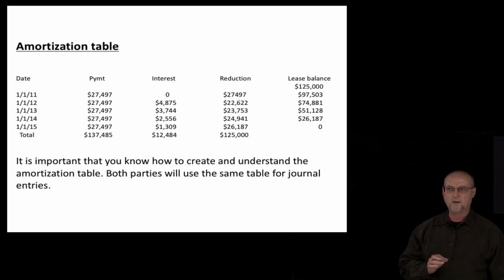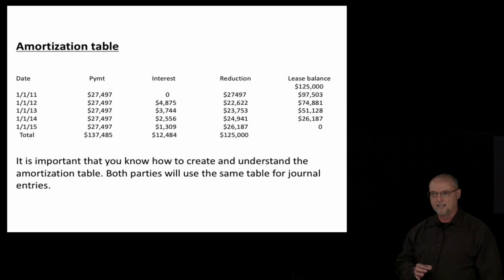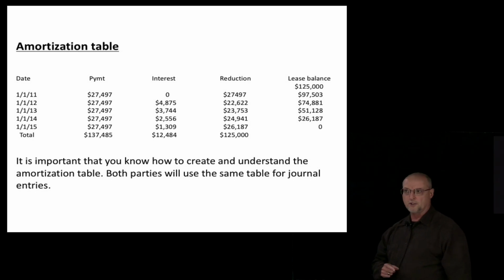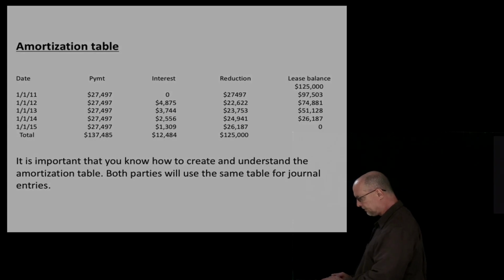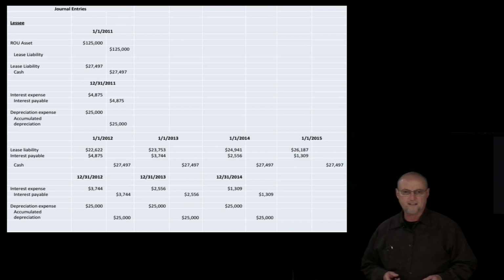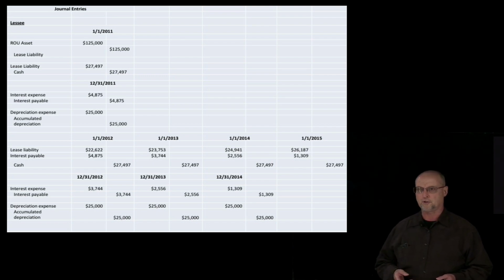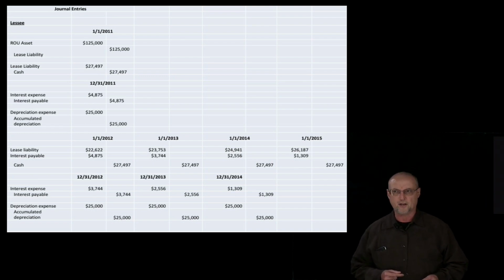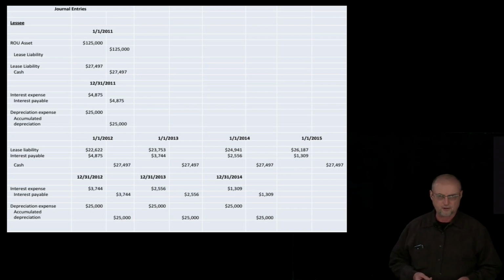Okay, but it's important that you understand how to create and understand the amortization table, since both parties will be using the same table for the journal entries. So now we're going to look at the journal entries. I'm going to recommend that you print this out, since it might be difficult to read on your computer, and you might want to have your amortization table in front of you when you're looking at the journal entries.